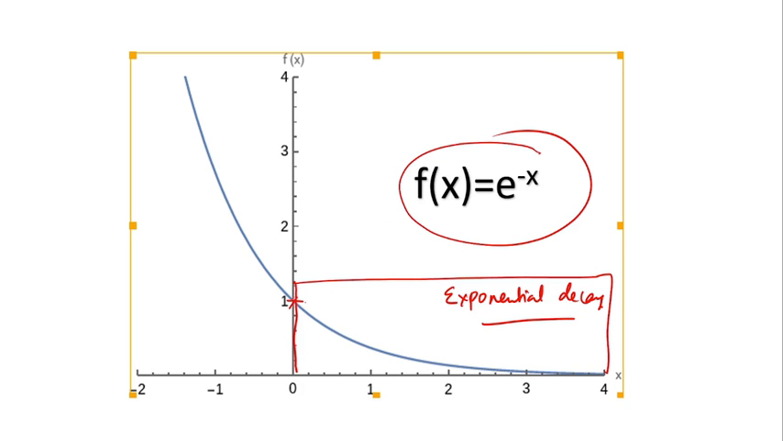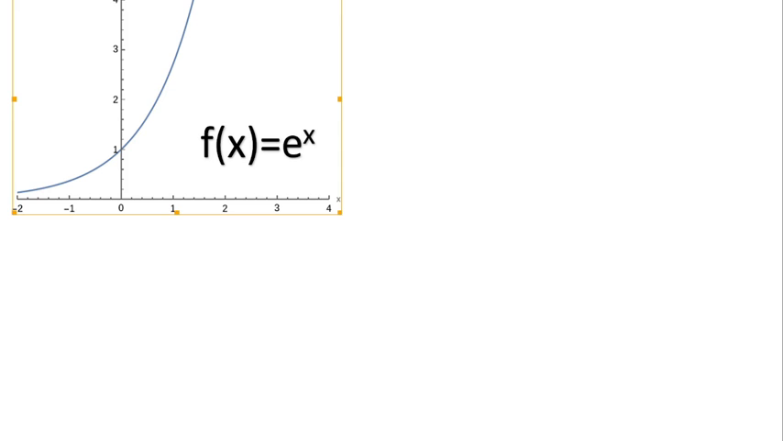Now, in the negative direction, you notice that e to the power minus x actually increases exponentially. In the same way, let's look at e to the power x, which looks somewhat like this. So it looks like a mirror reflection of e to the power minus x about the y-axis. And it also has the value 1 when x is equal to 0.